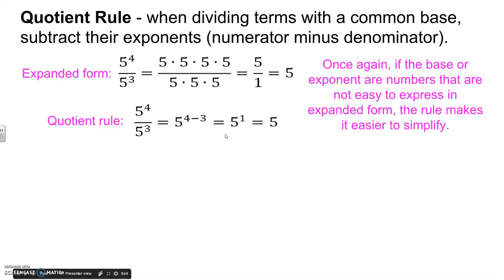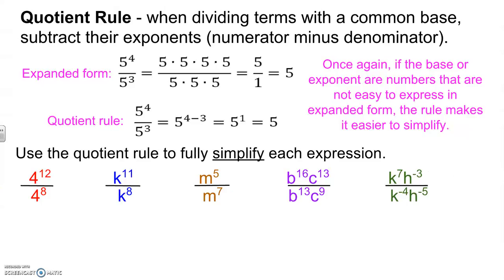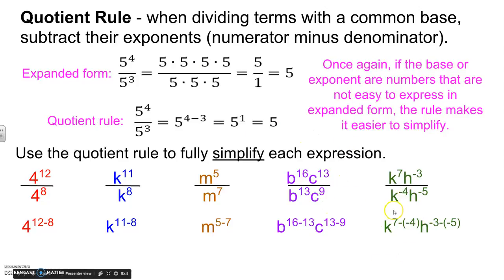Once again, if the base or exponents are numbers that are not easy to express in expanded form, the rule makes it easier to simplify. Try applying the rule to these examples. When we get to some of these later examples, like the green, 7 subtract negative 4, well, you could think of it as 7 plus 4, but it's still using the quotient rule. Or negative 3 subtract negative 5. So you're working with these values.